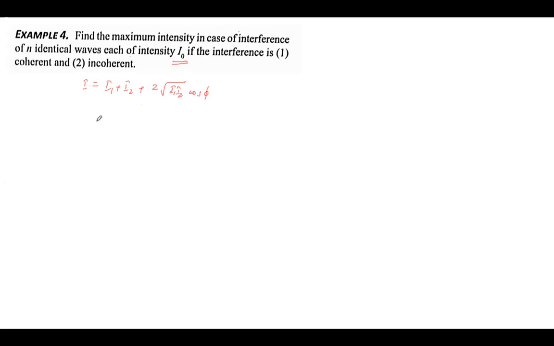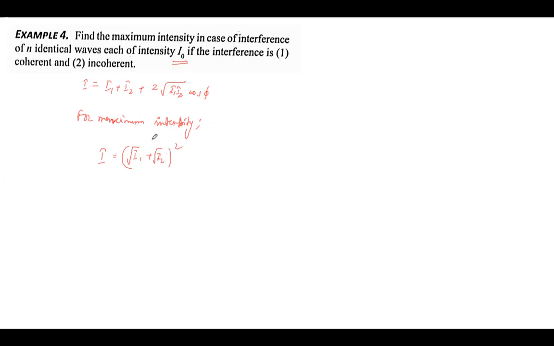और यहाँ पे कह रहा है फाइंड द मैक्सिमम इंटेंसिटी इन केस ऑफ इंटरफेरेंस ऑफ एन. सो फॉर मैक्सिमम इंटेंसिटी, right, so for maximum intensity we have I is equal to (रूट I1 प्लस रूट I2) का होल स्क्वायर. I1 प्लस I2 प्लस 2 रूट अंडर I1 I2 cos phi, यहाँ पे cos phi 1 हो जाता है.